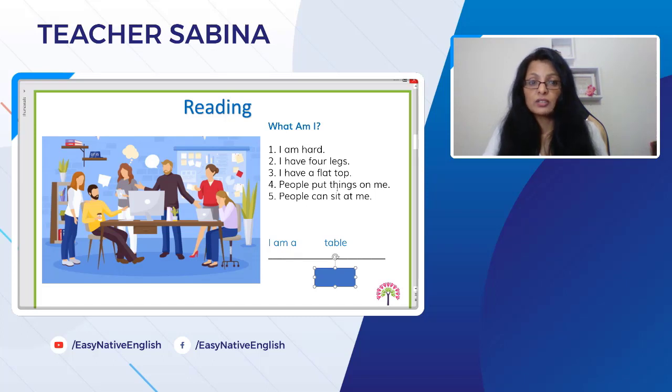Number 3, I have a flat top. I have a flat top. Number 4, people put things on me. People put things on me.